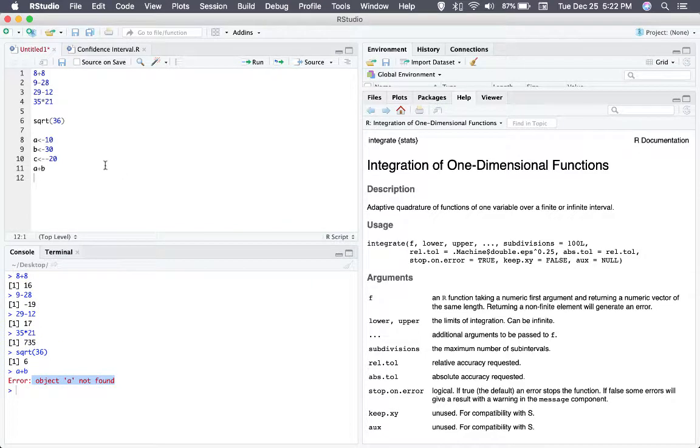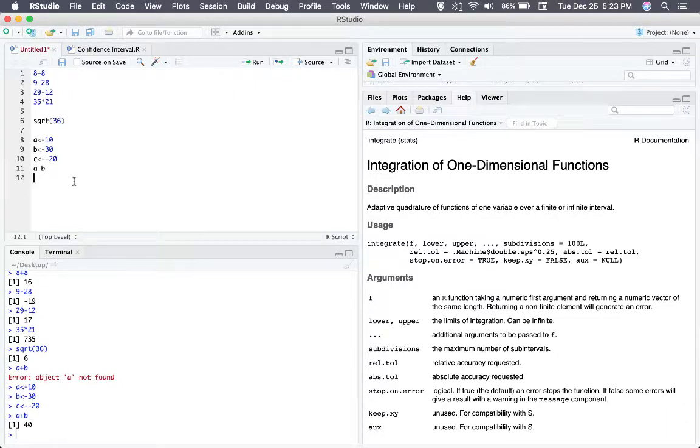The thing is this. We typed A equal 10, B equal 30, C equal negative 20, but we didn't run this. We have to run it first before we use A, B, C. It means type A equal 10, then click on run, then go to B, click on run, and C. Now R knows A equal 10, B equal 30, C equal negative 20. So now you can use A, B, C. A plus B equals 40.